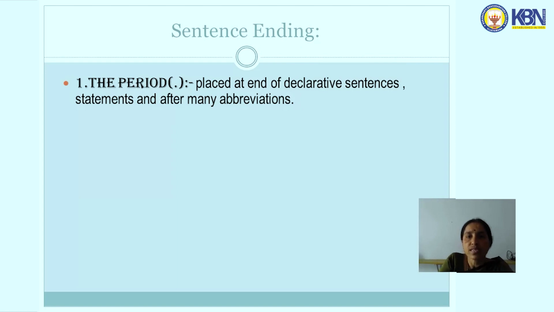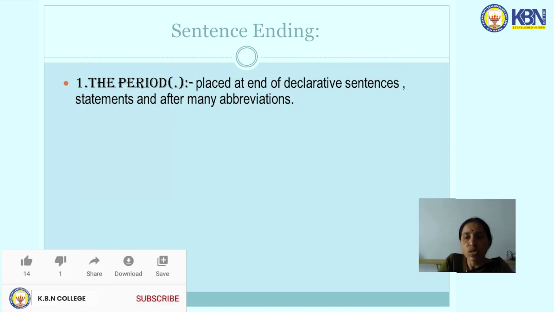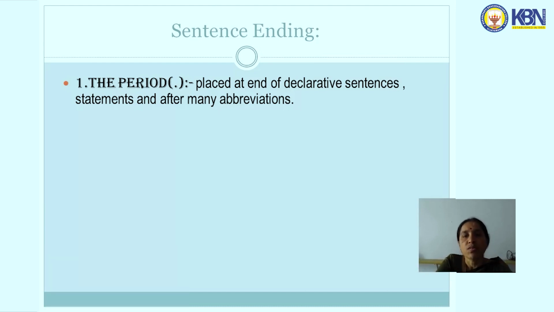So in the next punctuation marks, we use the question mark for interrogative sentences or questions, and we use the exclamation mark for exclamatory sentences. Now we use the period or the full stop for declarative sentences or statements and also after abbreviations.